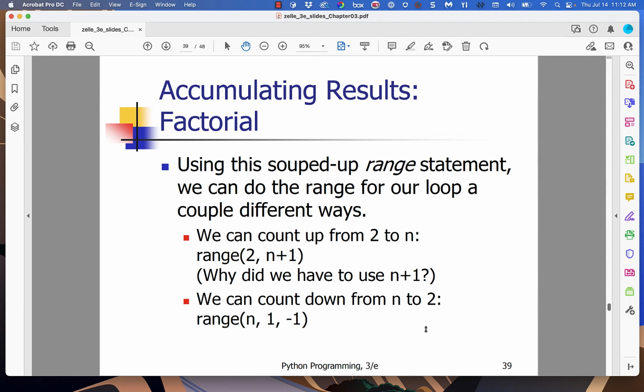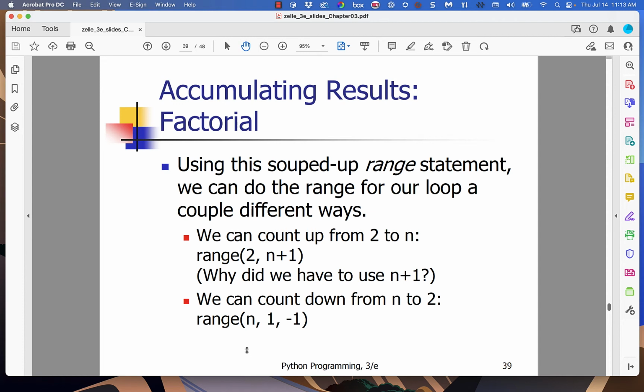And he wants to talk about how we could use range to do some interesting stuff. So we can count up from 2 to n. We can say range 2, n plus 1 will of course be the first one we don't want. So the last one in the range is going to be n. Do we have to use n plus 1? Yeah, we do have to use n plus 1 because, again, we're looking for the first one that we don't want.